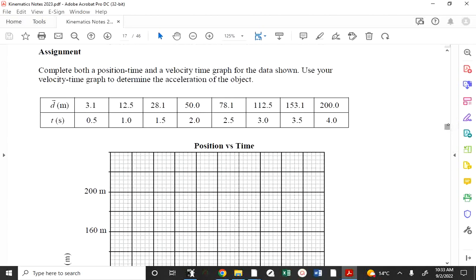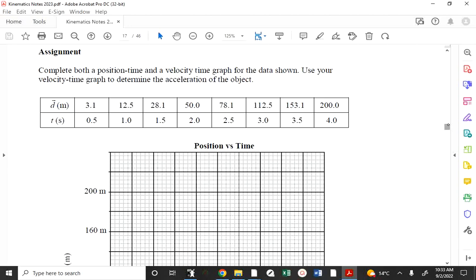This is the data, right? And it says we want to determine the acceleration of the object, and if you flip a couple of pages over, one page over, you can see what the answer is, can't you? At the bottom, it says 25 meters per second squared.